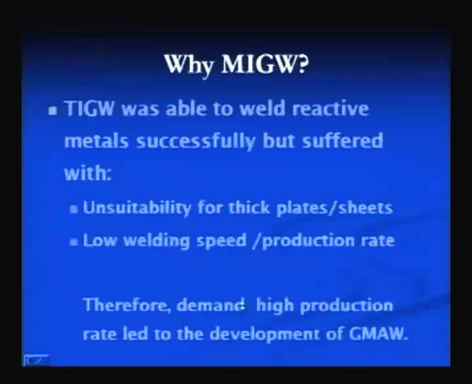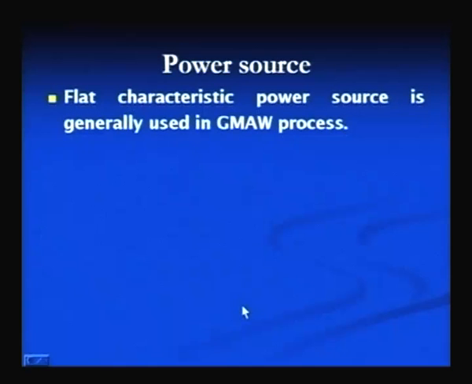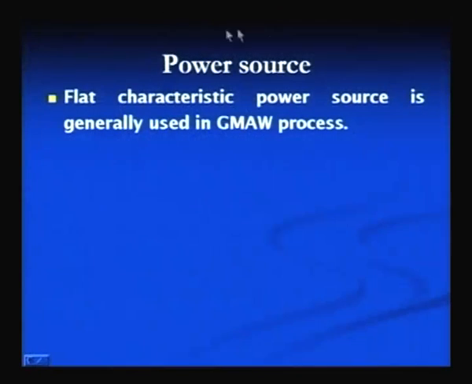And here we will see, one by one, the different components of the gas metal arc welding process, their importance and their effect on the production of a sound weld joint. Here the power source is the most important component, because it delivers the desired welding current at the required voltage. So, selection of the proper power source is very important.